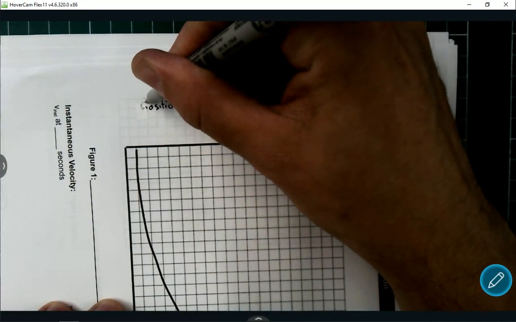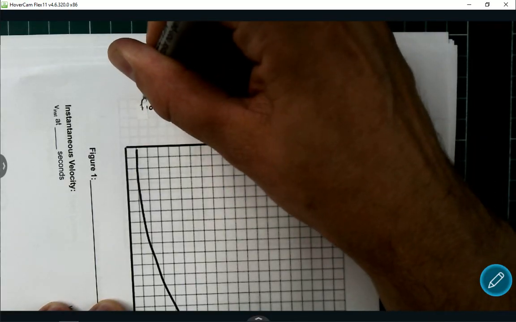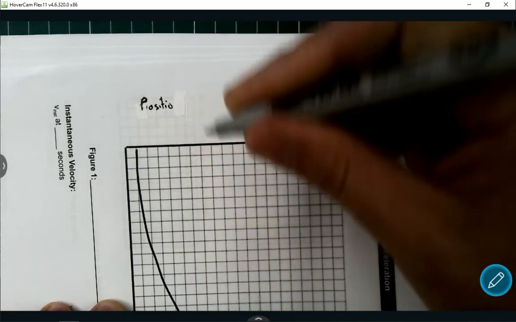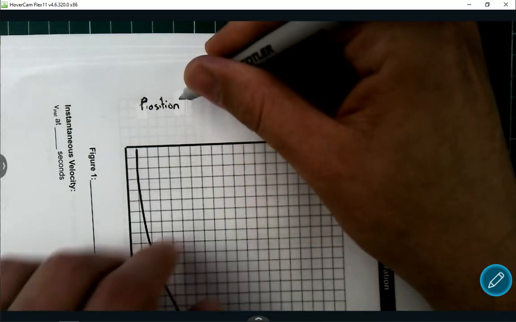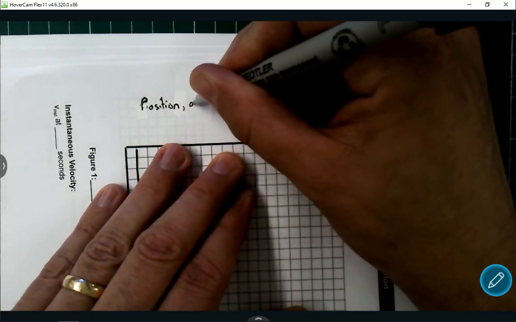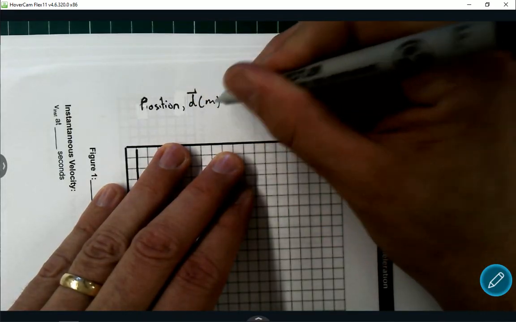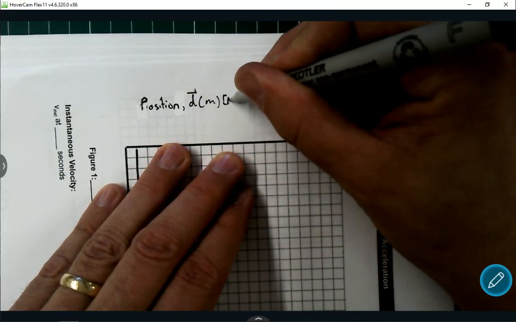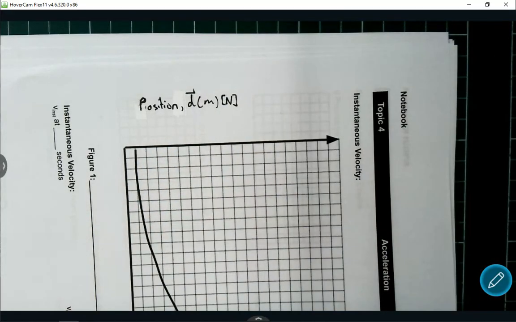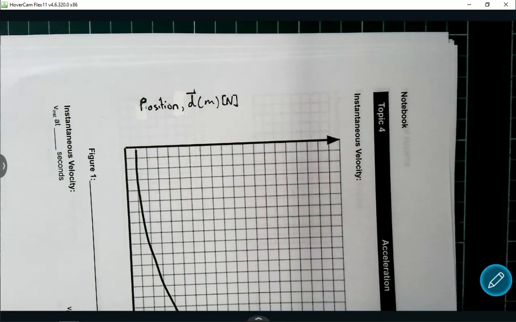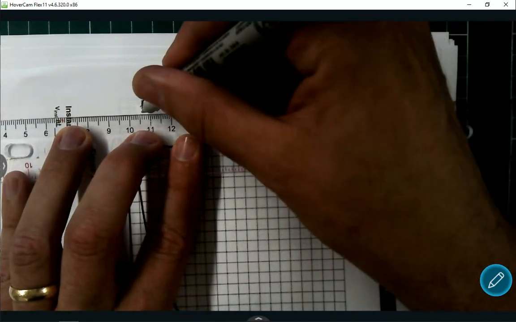So, capital P. Oh no, somebody's left the cap off my pen. Position. I'm going to be a little bit extra. D with an arrow. Units of meters. And for argument's sake, we'll make north be positive for this one. And I'm trying to be the best me that I can be, so I'll underline it.